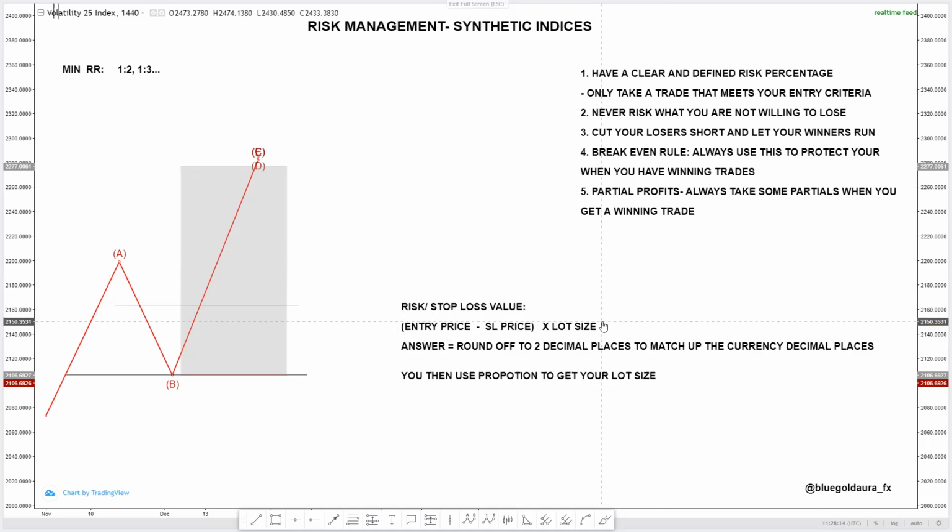I'm going to demonstrate this on the charts. Once you get your answer, you round it off to 2 decimal places after the comma, to match the current decimal places. You then use your proportion to get your lot size. I know this is quite confusing for a lot of people, so I'm going to share my screen and demonstrate right on the charts and show you exactly what I mean.